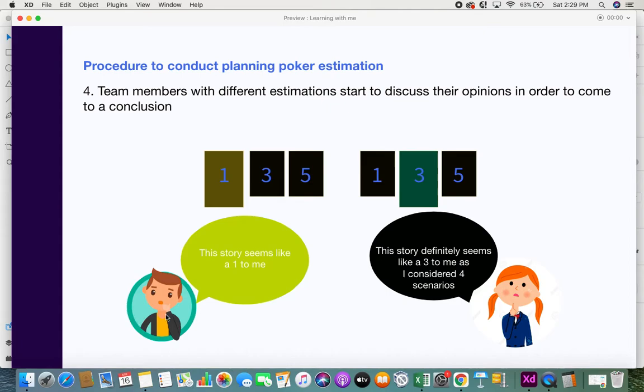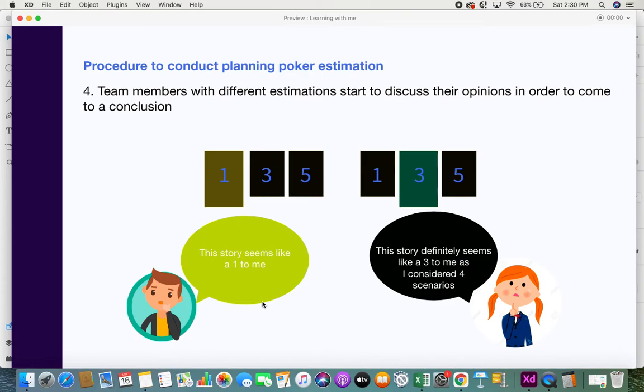So the two members who have differences in their opinions, or if it's going to be more members, all of them would sit and discuss why they came up with that particular point estimate. Let's say this user would explain the reason behind their decision to give the story 1 point. Similarly, the other user would give their reason behind the decision to say it's a 3 point, and after which, both come to a consensus.